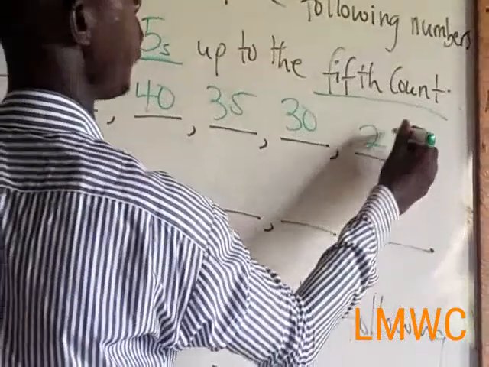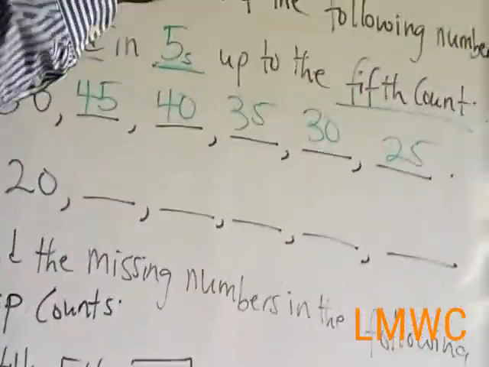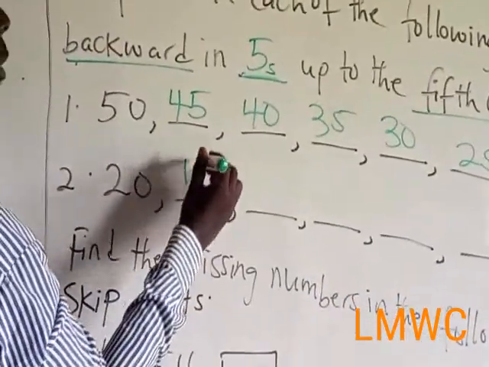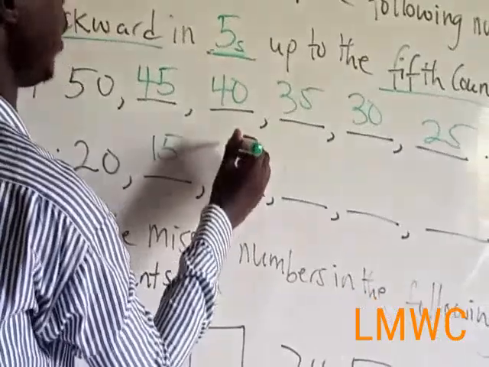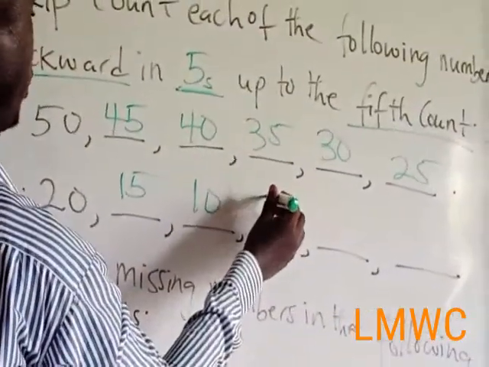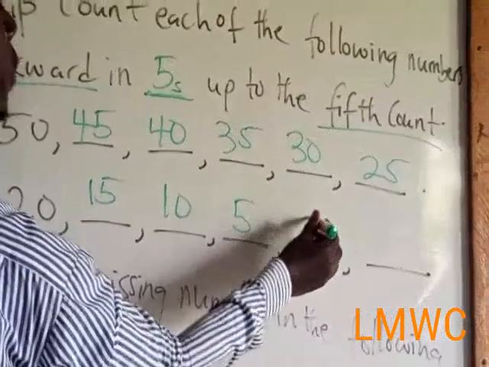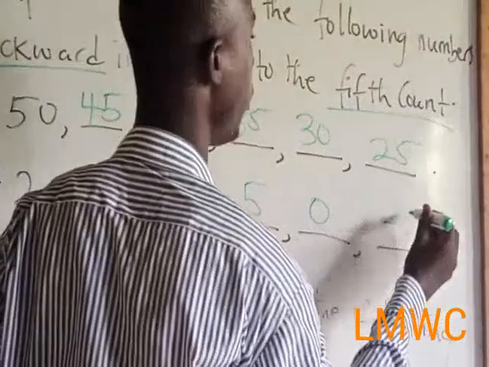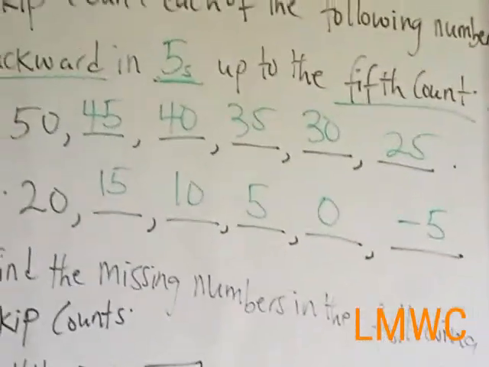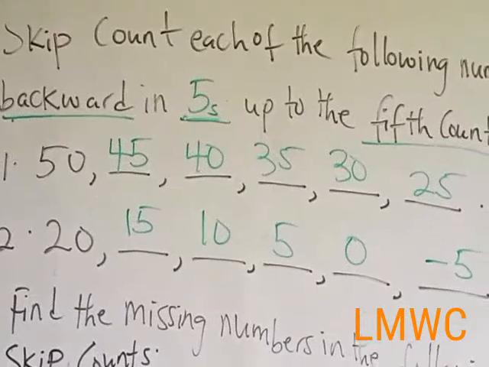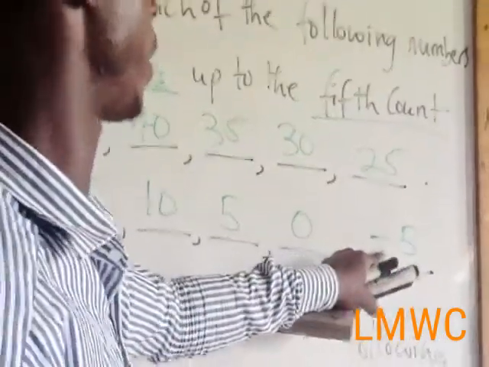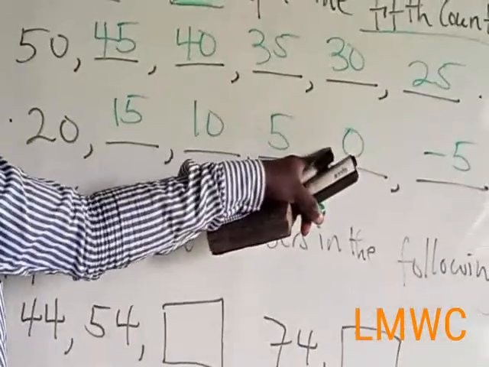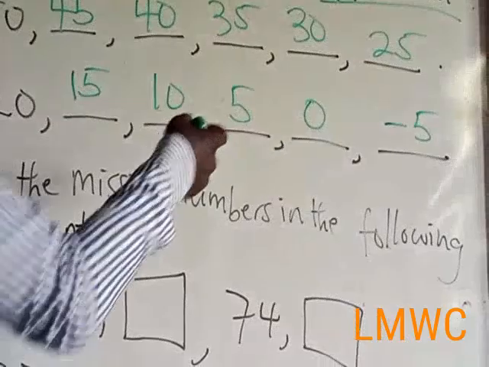And 30 minus 5 is what? 25. So interval of 5, but this time we are subtracting. 20. 20 minus 5 is what? 15. 15 minus 5 is what? 10. 10 minus 5 is what? 5. And 5 minus 5 is what? 0. But 0 minus 5, we are getting negative what? 5. 0 minus 5, we are getting negative 5. We are still getting the same interval. You see, even though I said it ends at 0, they are saying up to the fifth count.